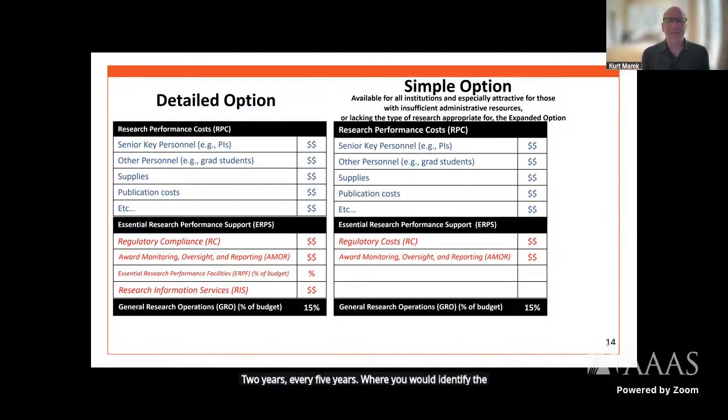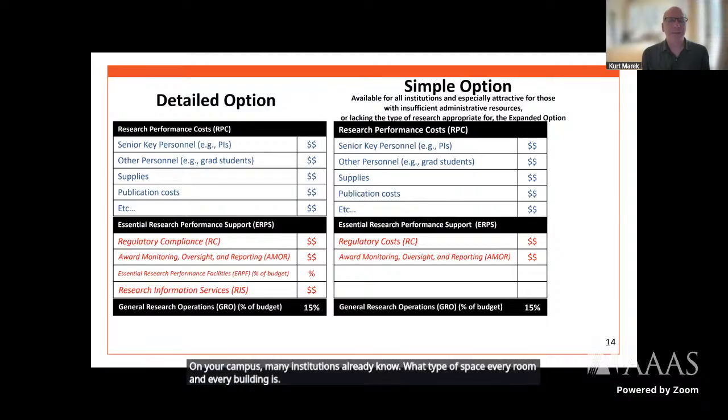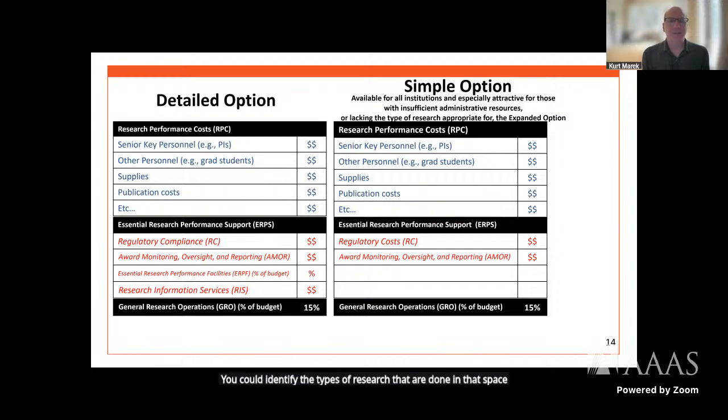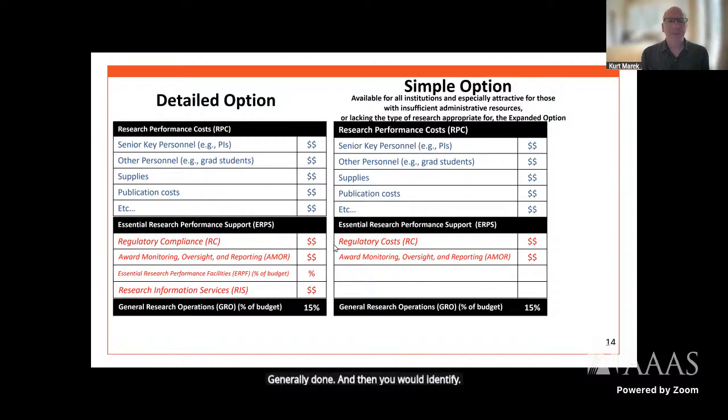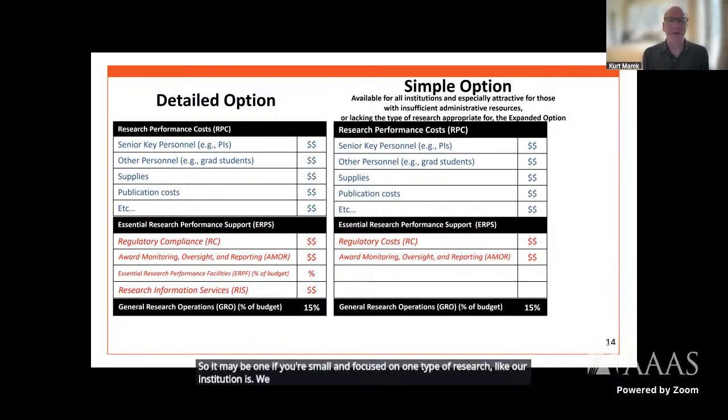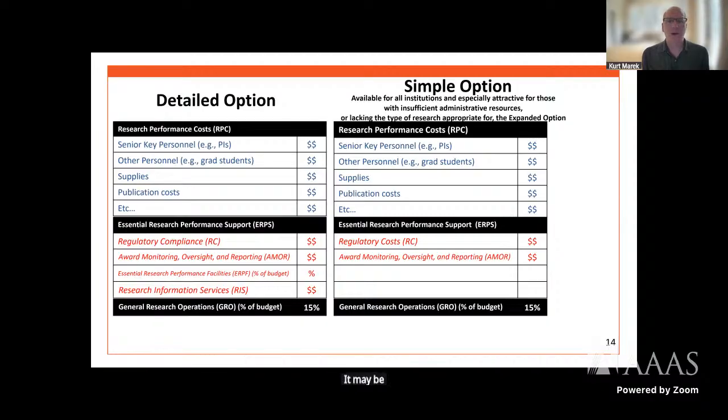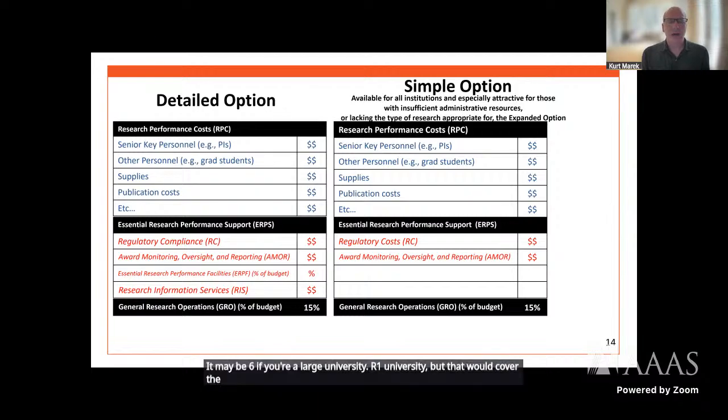identify the different types of space on your campus. Many institutions already know what type of space every room in every building is. You would identify the types of research that are done in that space, which is already generally done. And then you would identify the up to the 6 most common types of research that you conduct at your institution. So it may be 1 if you're small and focused on one type of research, like our institution is. We only do biomedical research. It may be 6 if you're a large university, an R1 university. But that would cover the most common types of research.